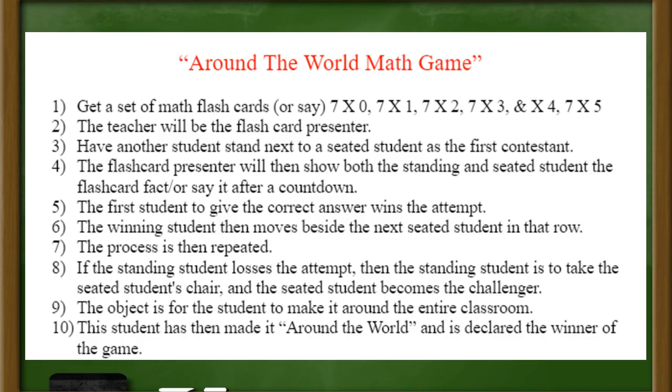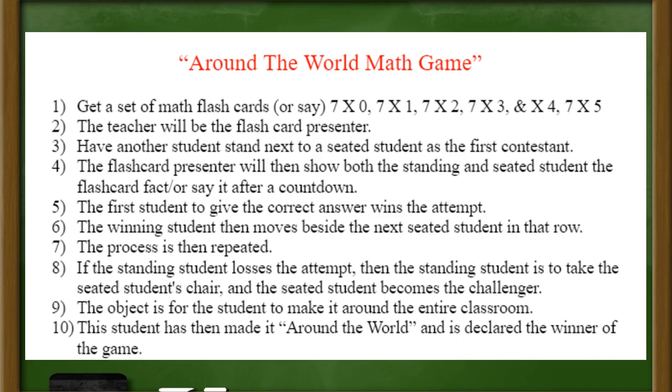For one of your reviews today, you are going to be playing Around the World. How this game works is you will each start by sitting on top of your desk. While you are sitting by your desk, one student will stand by the person next to them. Each of the students will be shown a math problem at the same time. It might be a multiplication problem, addition, subtraction, or division problem. Your job is to say the answer as quickly as possible.